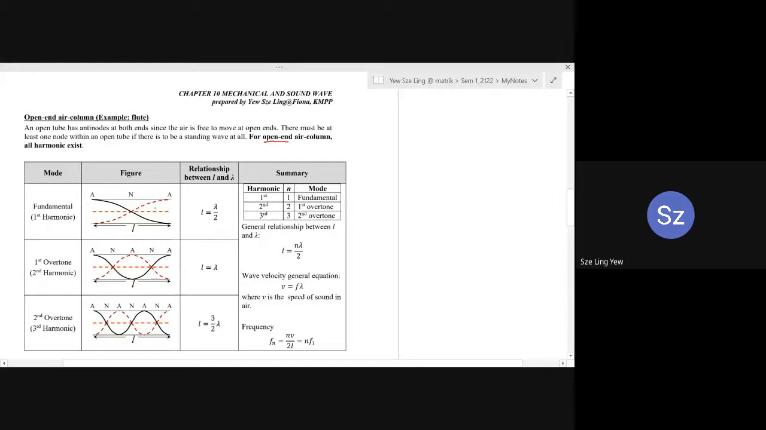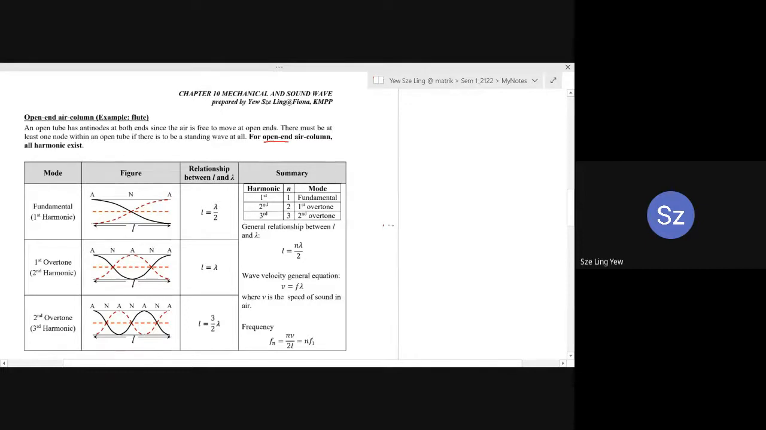Because they have less pressure in it. Both ends are wide open, less pressure. Therefore, both ends must be antinode. So for the first one, the fundamental frequency, the shape that you have is, for example, as shown in the diagram. Now when you compare this with the wave, let's see.